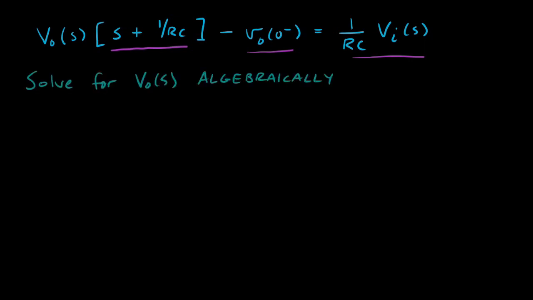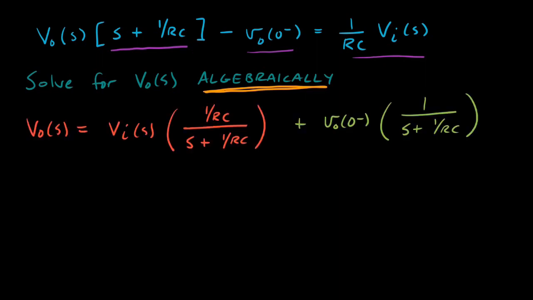Okay, so now we want to solve for V out of s, and we're going to do that algebraically. And again, that's really the major point here, is that we've taken the differential equation and we've transformed it into something that allows us to use algebra instead of calculus to manipulate things and solve for the output. So solving for V out gives us the expression V out of s is going to be 1 over RC divided by the quantity s plus 1 over RC, times Vi of s, and then we deal with our initial condition, so we have V out of 0 minus times a similar fraction, but it doesn't have the 1 over RC on top.